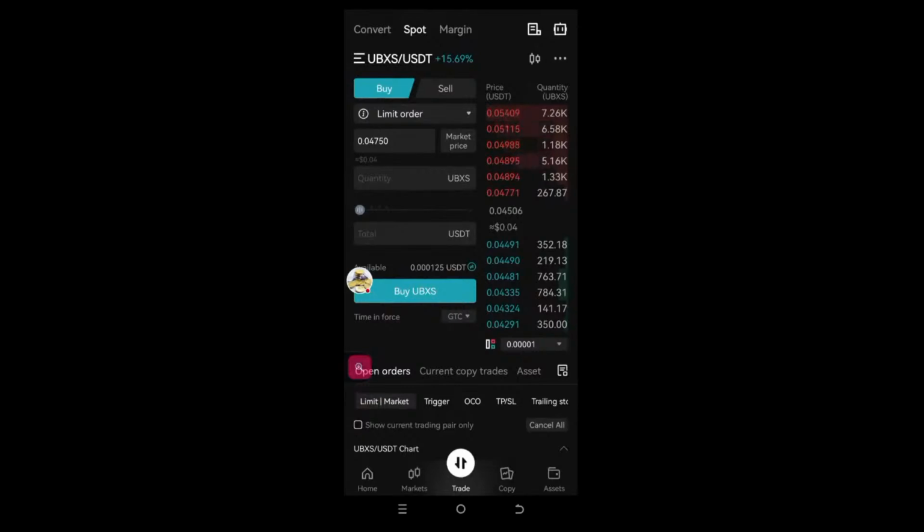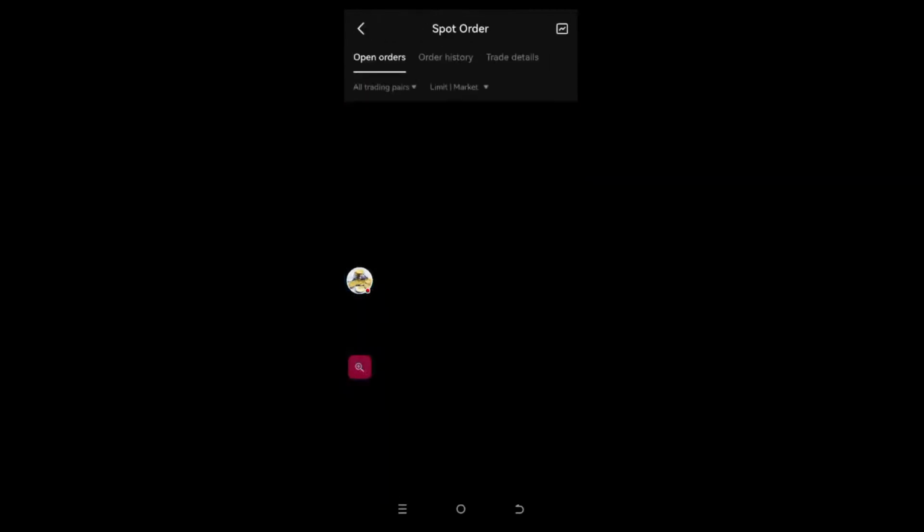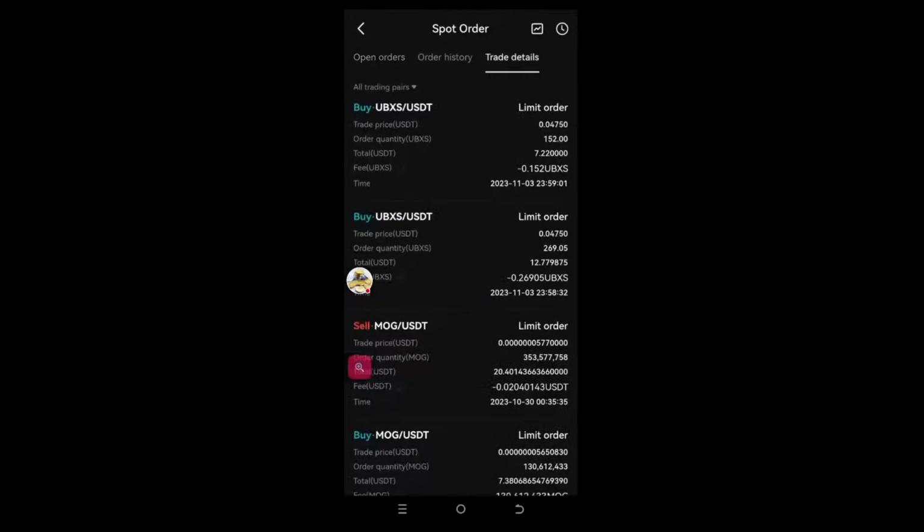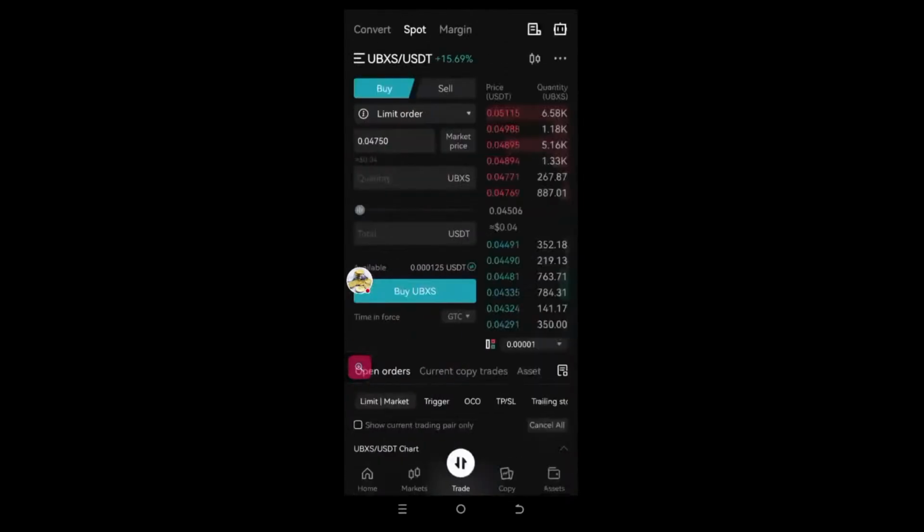Anyways, let's put this at... how much did we buy it at? I think we bought it at 4,750, of course. Let's check the trade details. Okay, it's sold in two tranches for 750. So this one we just have to trust God for it.